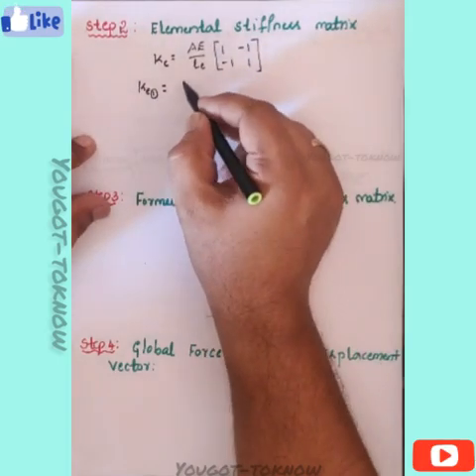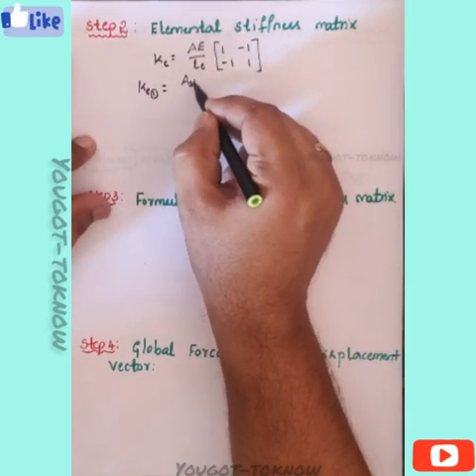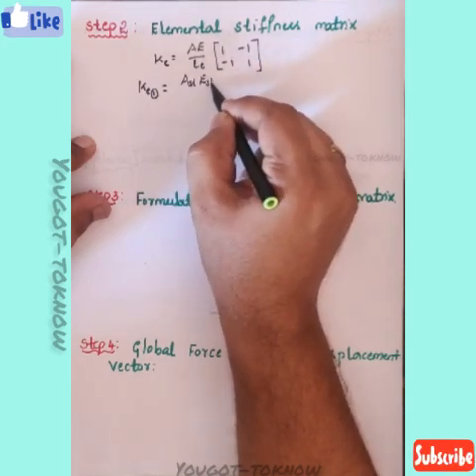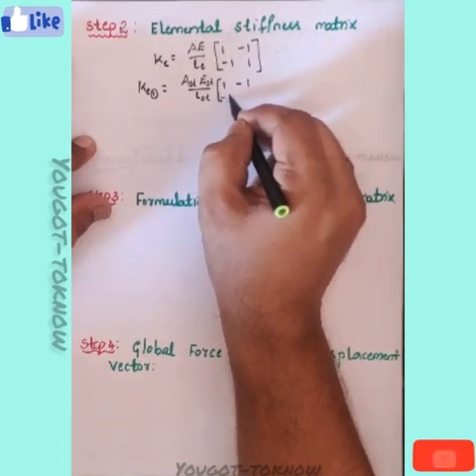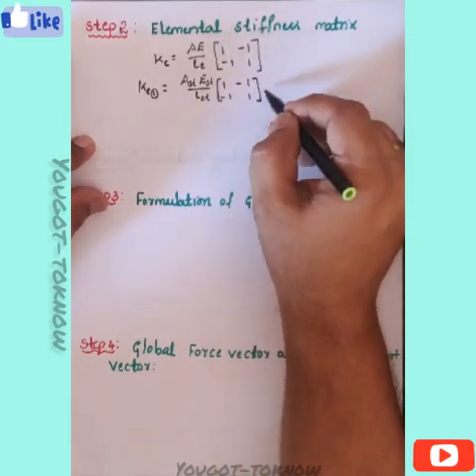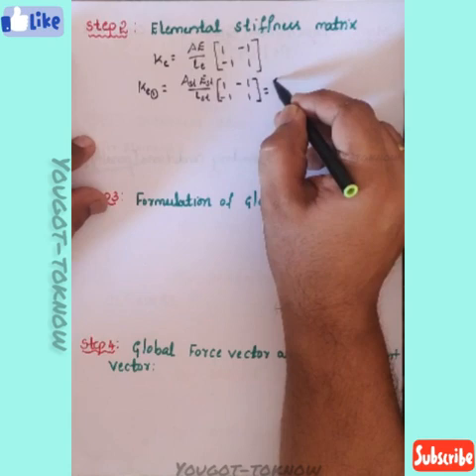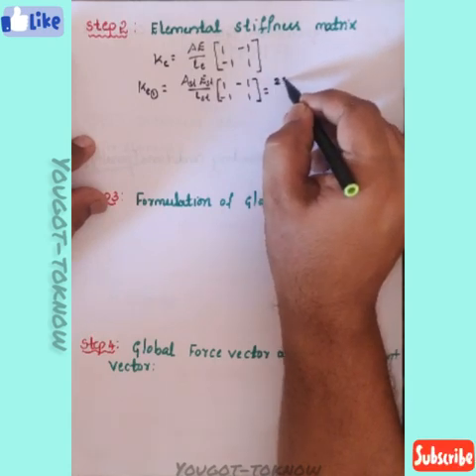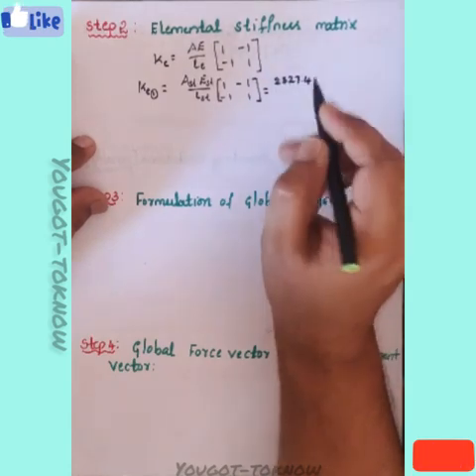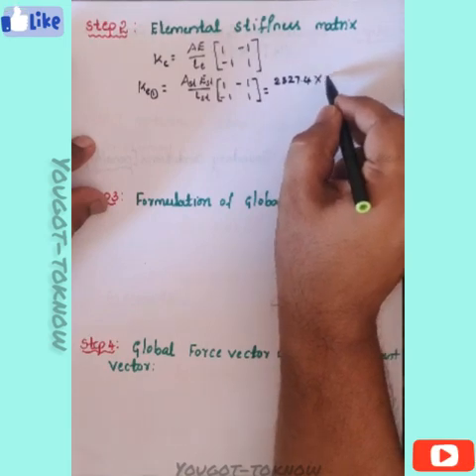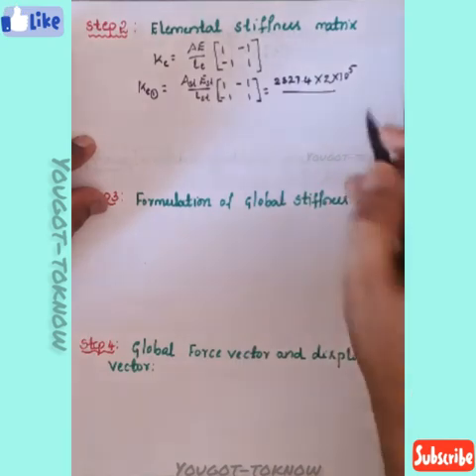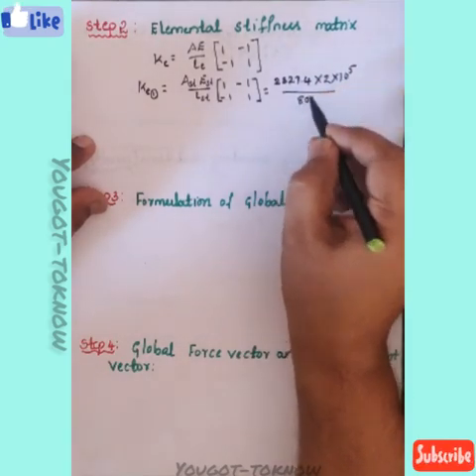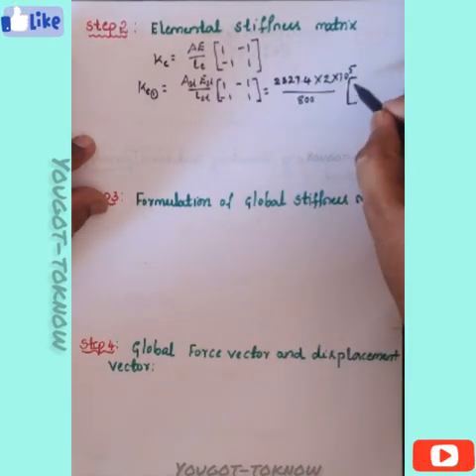Now if the steel material is given, we should know the area of the steel, Young's modulus of the steel, and the length of the steel, with the matrix 1 minus 1 minus 1 1. Already we know this. What is the area? Area is 2827.24, into Young's modulus 2 into 10 power 5, divided by the length of the element, 800 mm. Then this is the matrix 1 minus 1 minus 1 1.